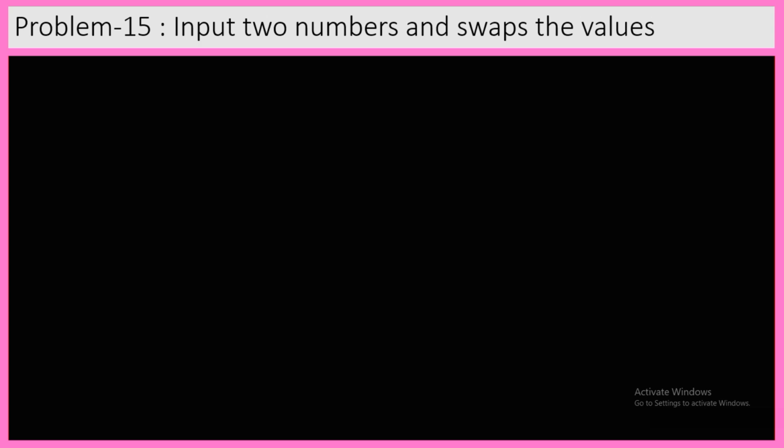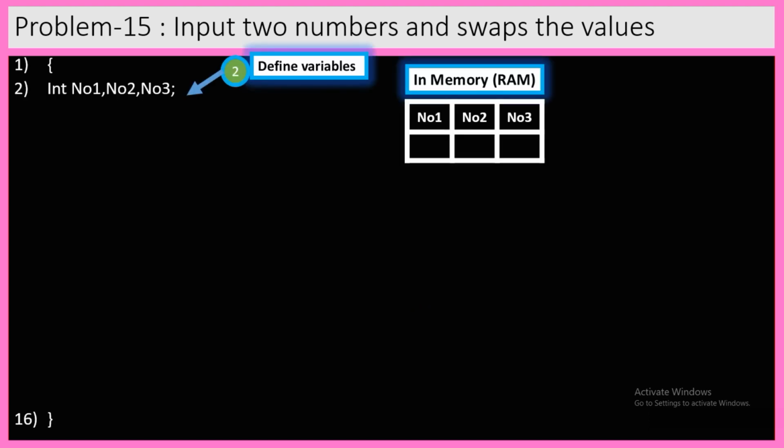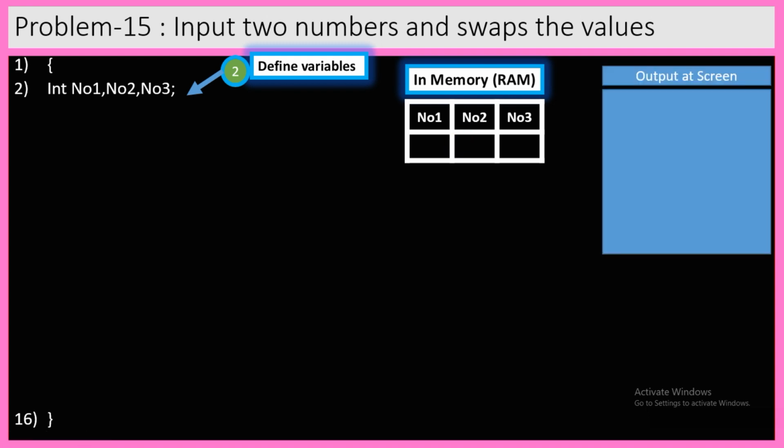In problem 15, we get two numbers and swap their values. In first step, write down the basic structure. I skip first step and start this program from second step and define variable. We have number 1, number 2 and number 3. In memory, you can see three variables are defined when line 2 is executed. At output screen, we see nothing.